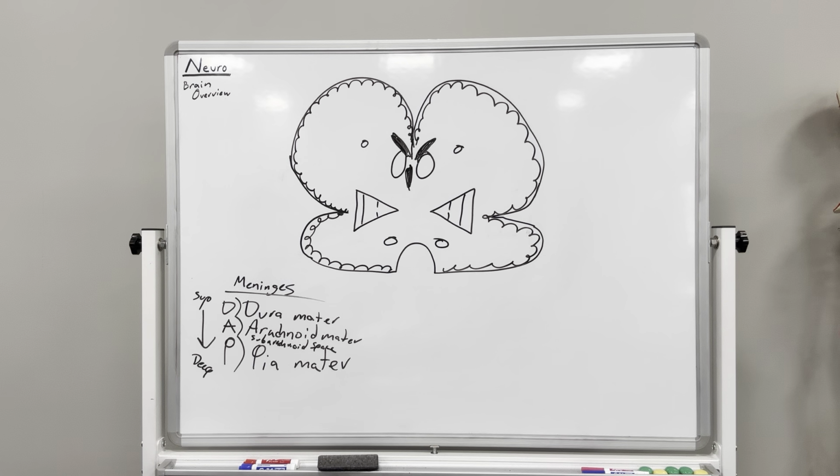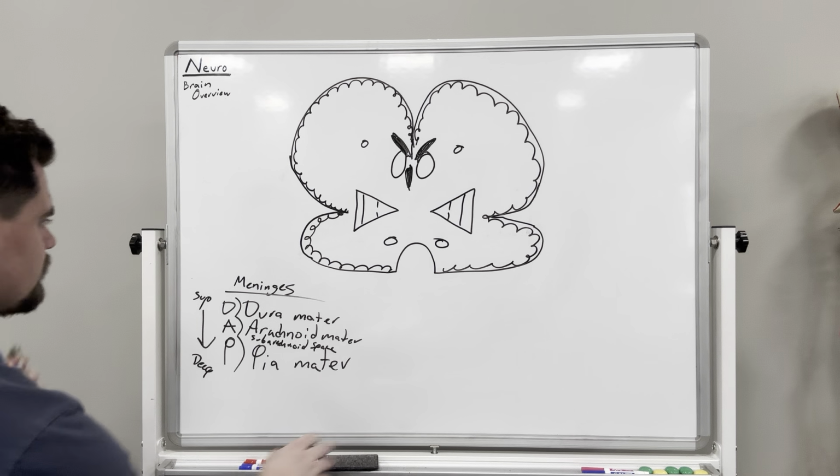And just to mention it here, there are 7 cervical vertebrae, 12 thoracic vertebrae, 5 lumbar vertebrae, and then for the sacrum, it is 5 fused vertebrae, and the coccyx is 4 fused vertebrae.